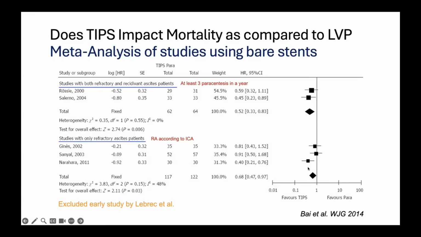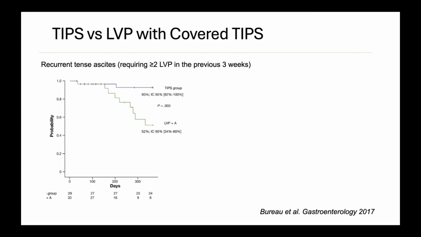One trial showed an impressive effect on mortality. So the results were very significant. What I want to convey here is that probably the earlier you put the TIPS in the natural history of ascites, and using that concept of recurring ascites, probably the better.